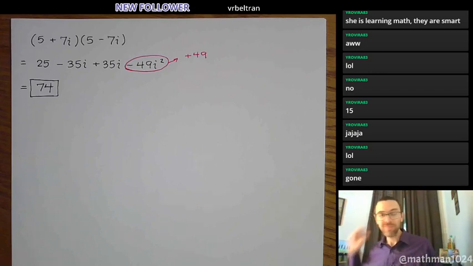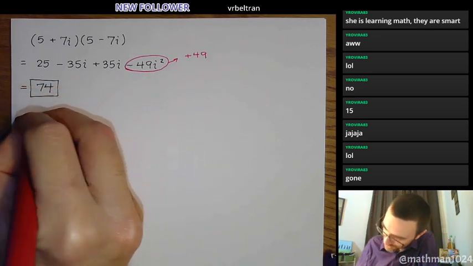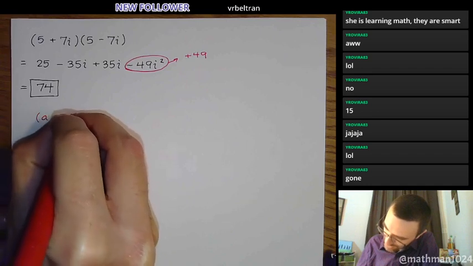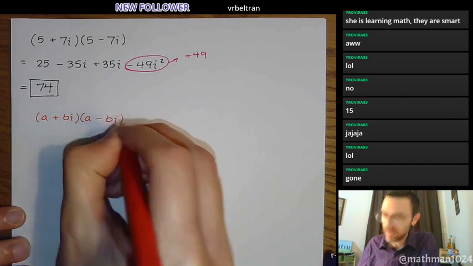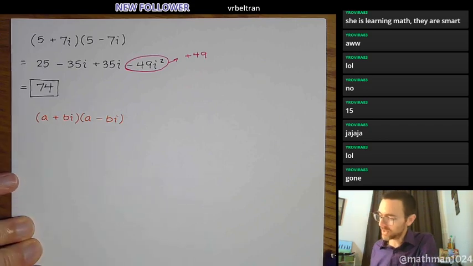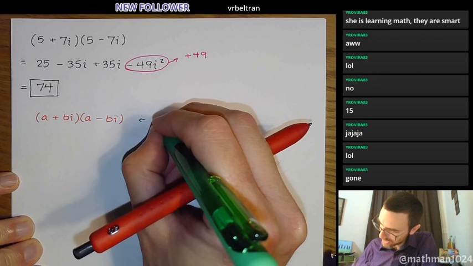Anyway, let's talk about why this is. This is one of those neat special products that we have. A plus bi times a minus bi. Okay. If we look at it in its pure form, and what we have here are what we call complex conjugates. Okay. So these guys are complex conjugates.